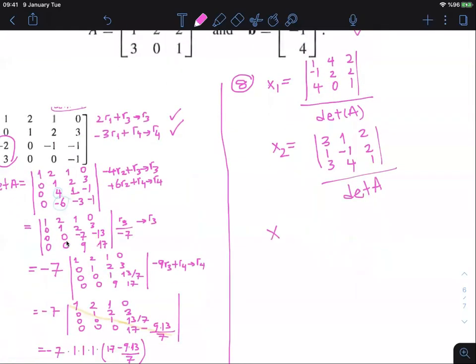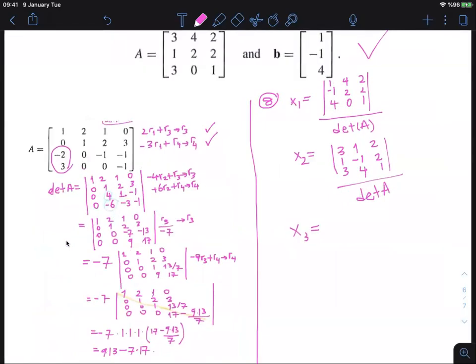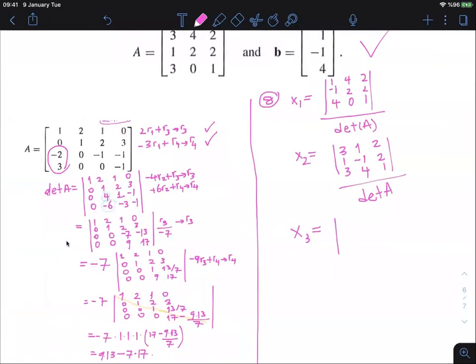And for x3, I replace the third column, right? So, no, yeah, 3, 1, 3, 1, 3, and 4, 2, 0, 1, -1, and 4, divided by the determinant of the matrix A.